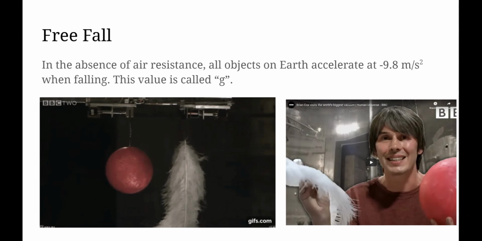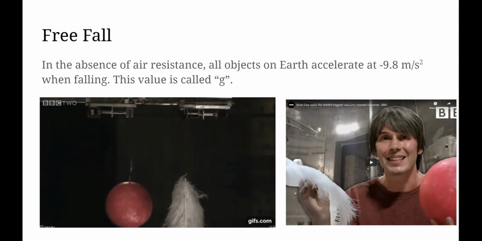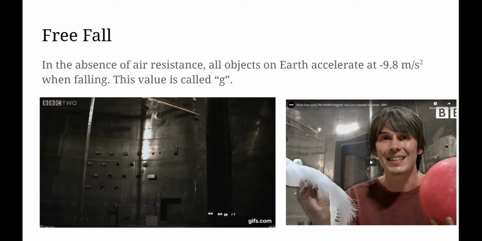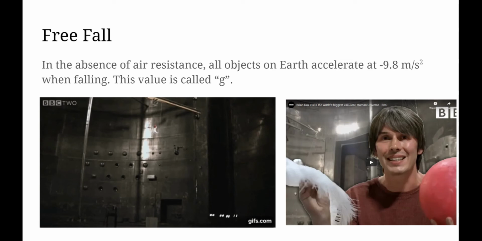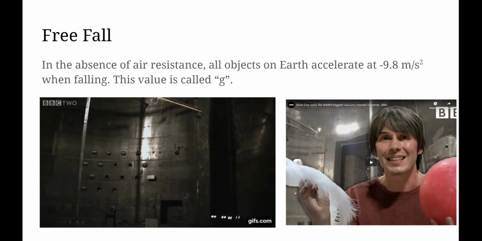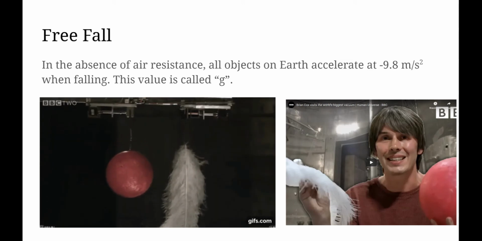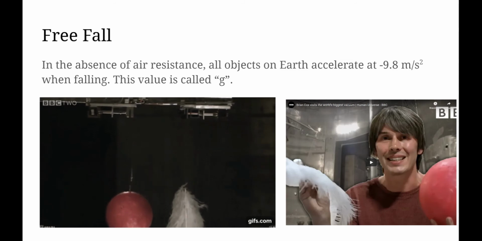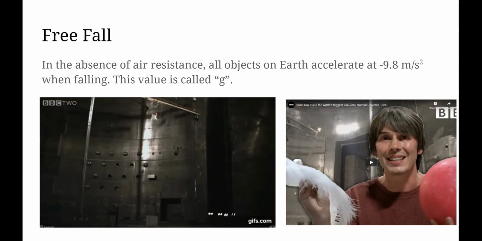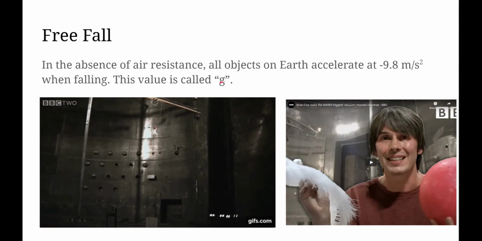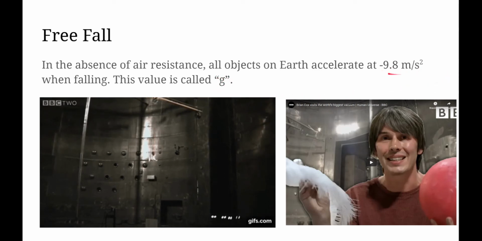When we have objects falling, sometimes a piece of information won't be given to you, it's just assumed that you know it, and that is the acceleration due to gravity. So objects on Earth will always fall with the same acceleration if there's no air resistance or any other factors going on. So all things being equal, any objects on Earth will fall with the same acceleration, and that acceleration is -9.8 meters per second squared. That is so important in physics that it gets its own variable. It's called g.